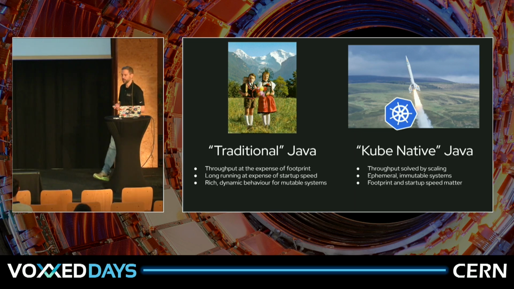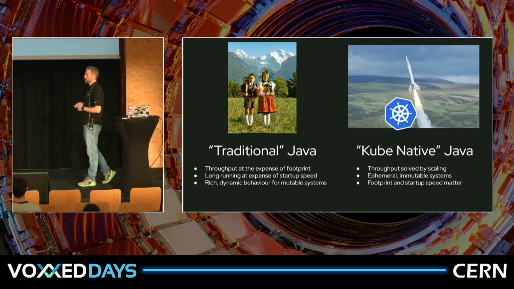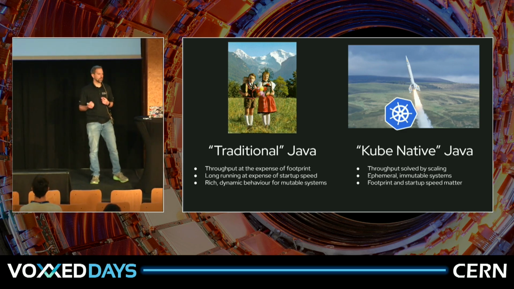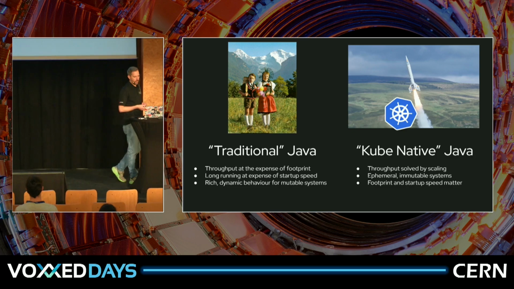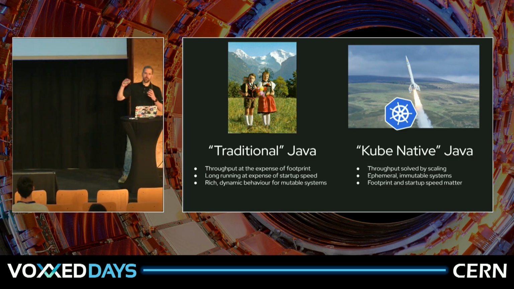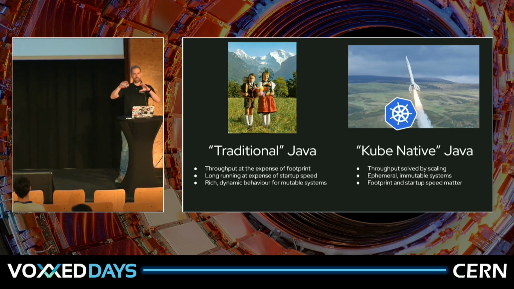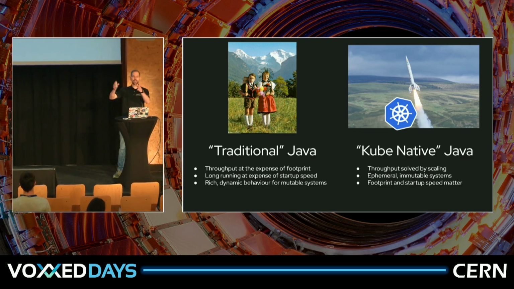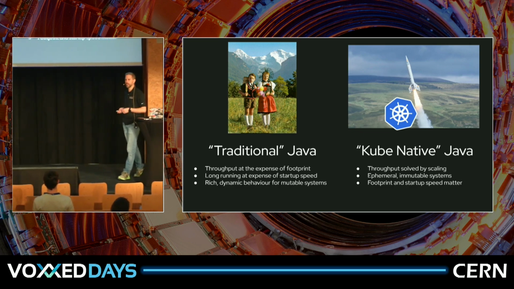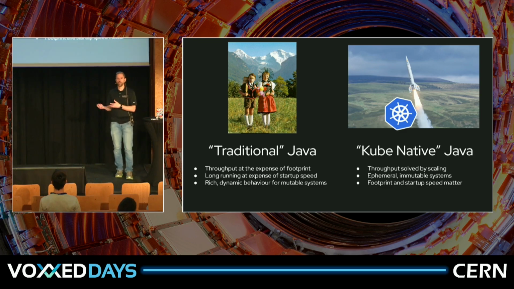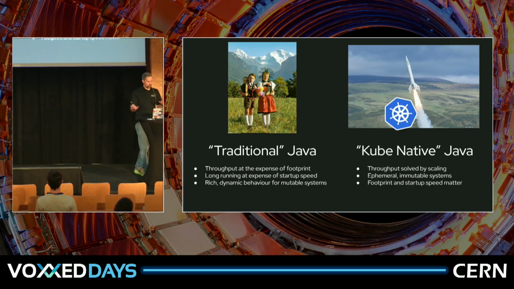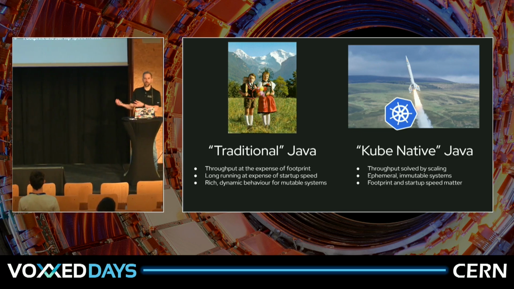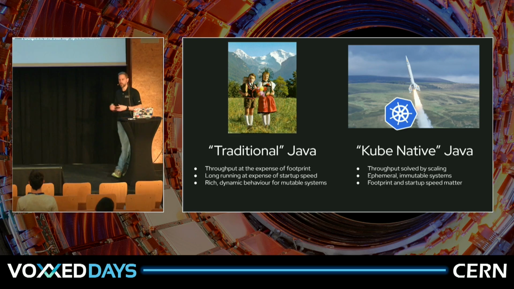Kubernetes native Java, on the other hand, means that your Java application needs to be able to take advantage of throughput by scaling the application, creating more instances when you need it and fewer instances when you don't. That's the nice thing about Kubernetes, right? You don't use as many resources when you don't need them, and when you do need them, you can scale up very quickly and easily across different servers, across different nodes, even across different regions.